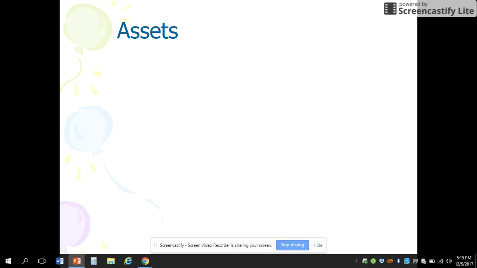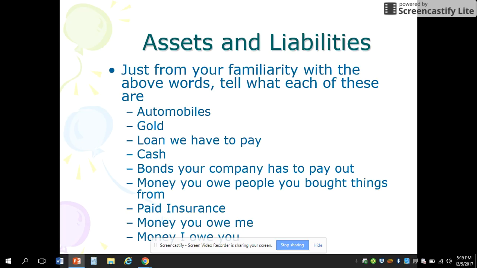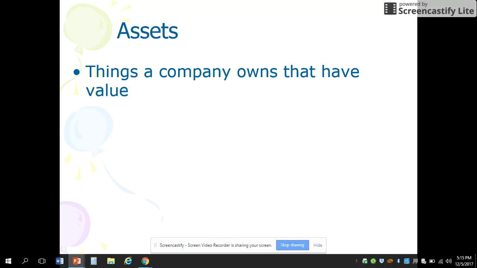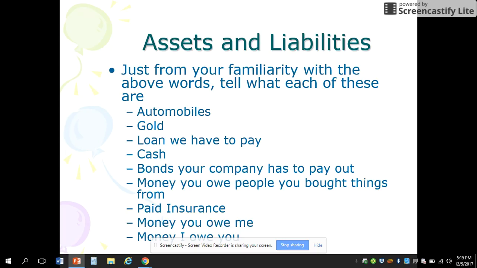Okay, so now that you're done with those questions, let's go over what is an asset and what is a liability. Let's take a look at this. Automobiles and gold are assets. Again, that is things that we own. Assets are things that we own and have value.